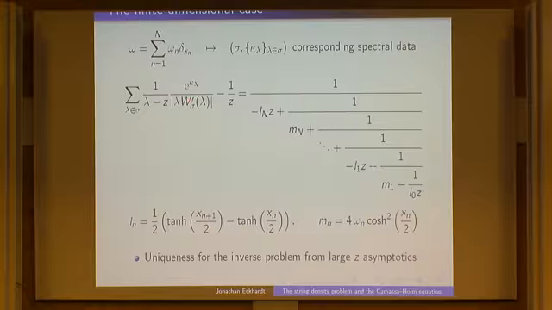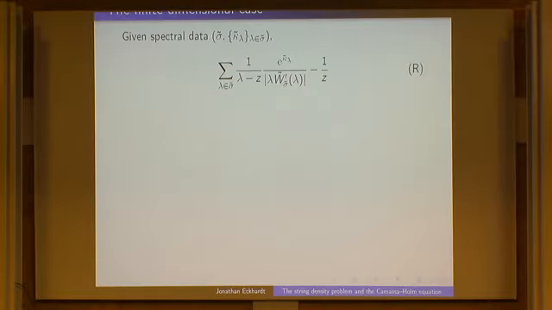So if you know your spectral data, then you know the large spectral parameter asymptotics for this fraction here. And by this, you know all the coefficients in this expansion here. And it also allows you to solve the existence part for the inverse problem. And this is where work by Stieltjes comes in.